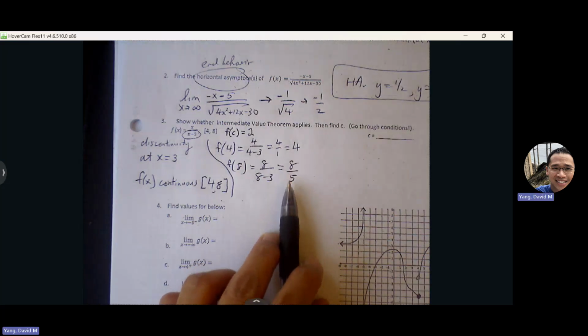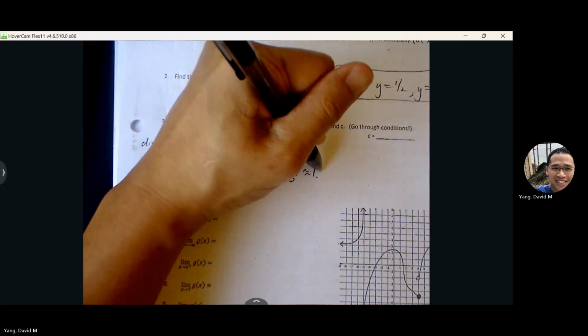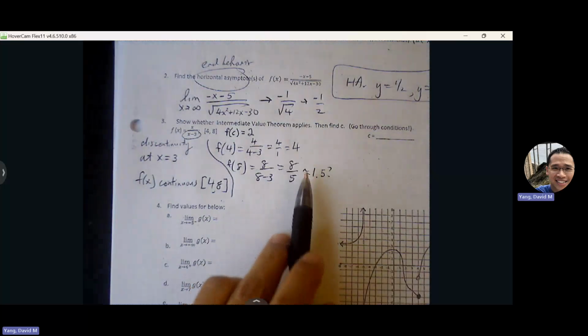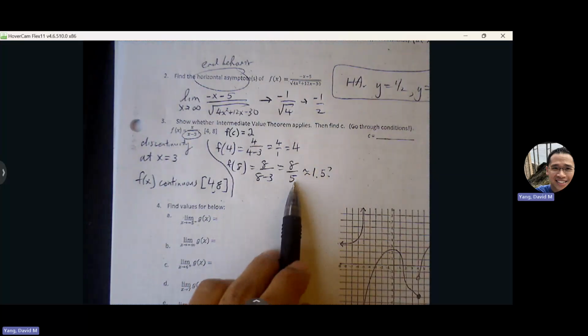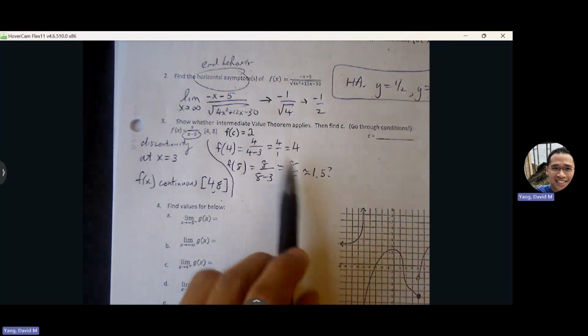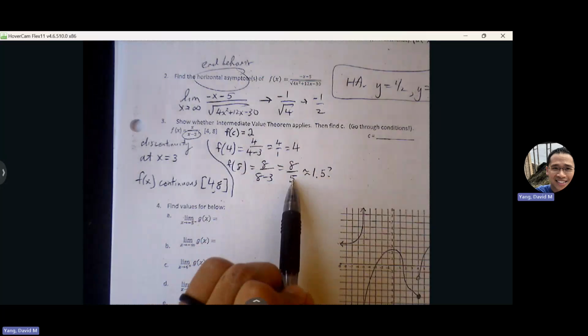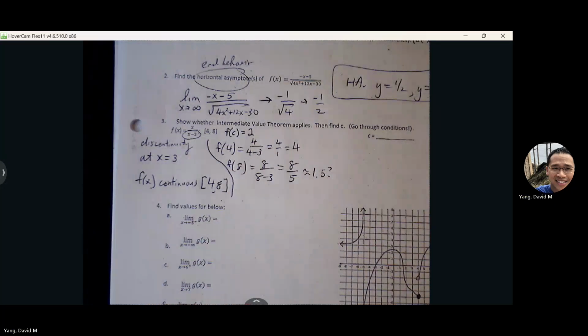Eight fifths, 8/4 is 2. So 8/5 is going to be a little bit less than 2. Right, so it's like 1 point something, right? 1.6 doesn't matter, but we know that that's enough. We don't have to know the exact decimal value. We know it's enough to confirm, okay, 2 is clearly between 4 and 8/5. So we're good. We know that we can guarantee that value.